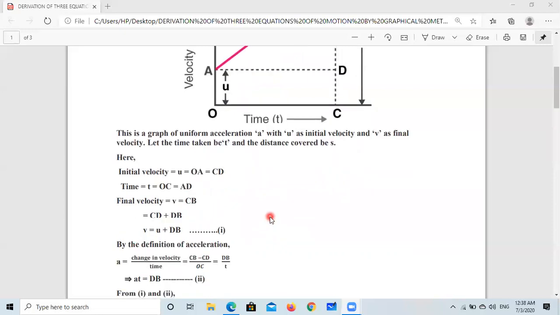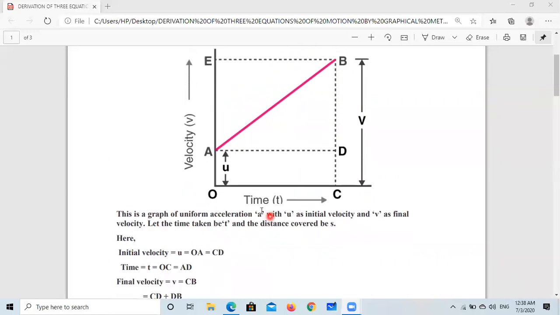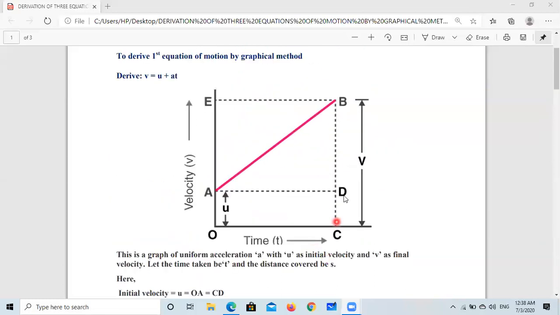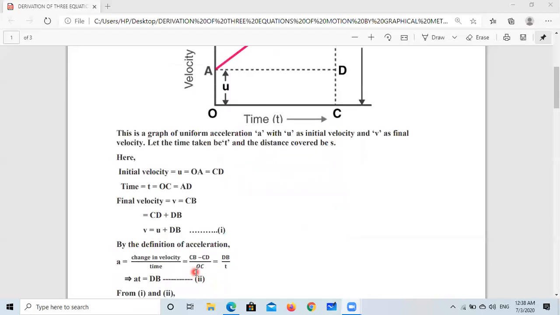So we want to find acceleration now. Acceleration is the rate of change in velocity, so simply change in velocity upon time. Final velocity is CB, initial velocity is CD. So CB minus CD upon OC is equal to DB upon t. Here you can see CB is final velocity, CD is initial velocity, so CB minus CD is equal to DB, which gives the change in velocity, v minus u. So a is DB upon t.